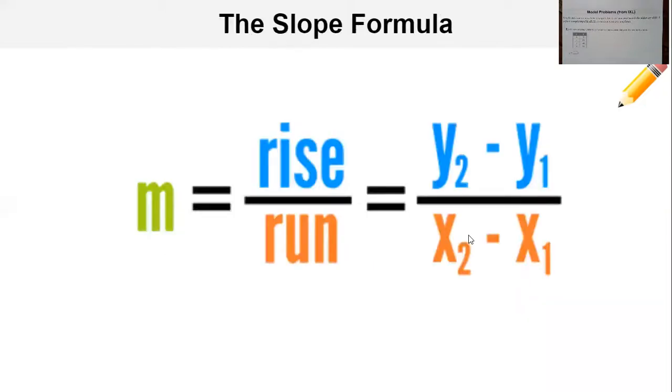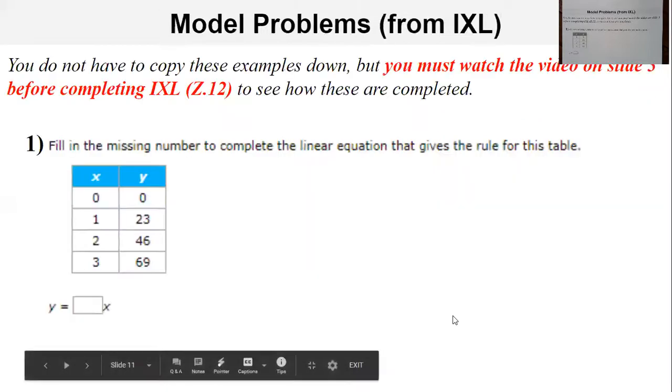So here is the slope formula. This should be familiar for a lot of you guys. It's the rise over run, or y2 minus y1 over x2 minus x1, okay?